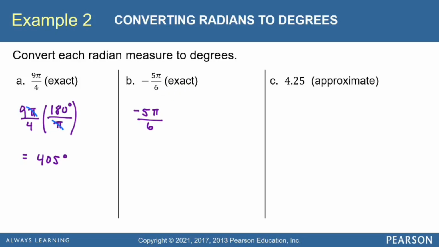For part B, we have negative 5 pi over 6, and again, we're supposed to get an exact answer. And again, because we're converting out of radians into degrees, we'll use our conversion factor as 180 degrees divided by pi radians. The pi symbols will cancel out. And on your calculator, you'll enter -5 times 180 divided by 6. And that equals -150 degrees. Now, you may already know this, but I said -5 times 180 divided by 6. You could also do -5 divided by 6 times 180. Either way, you're going to get the right answer.